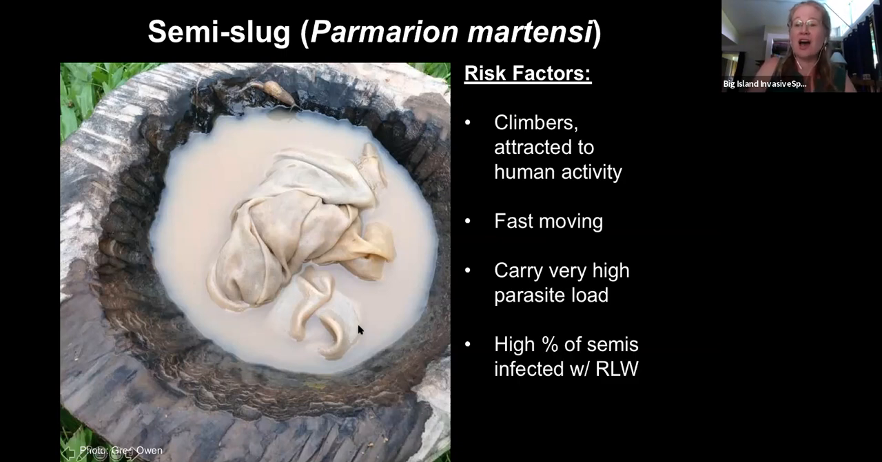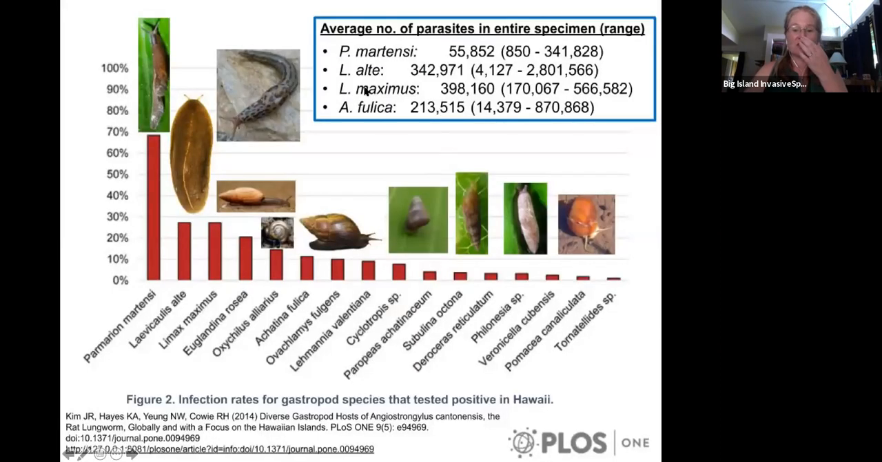We also know there's a high percentage of semi-slugs that are infected with rat lungworm. And what I mean by this is, this is research from Nora Young at Bishop Museum, a malacologist who studies snails and slugs. So that's what a malacologist does. And you can see that all of these different snails and slugs that they capture, different species, all had some amount of rat lungworm. So over here you have these little snails, where 20%, 10% of the snails and slugs that were collected were infected with rat lungworm. But Parmarion martensi, the semi-slug, over 70%.